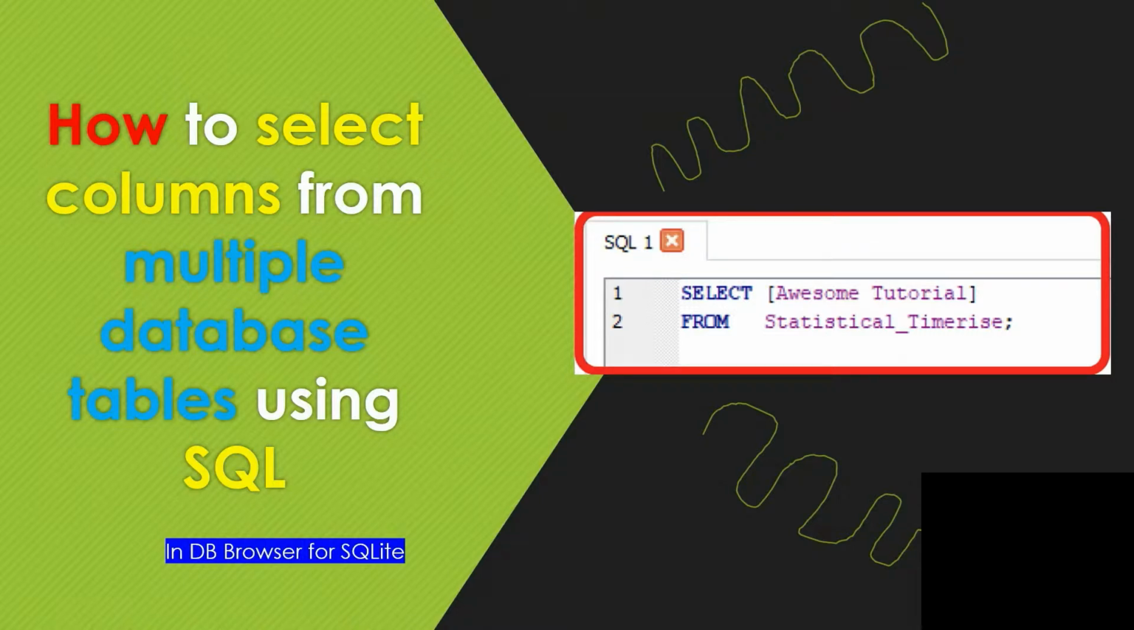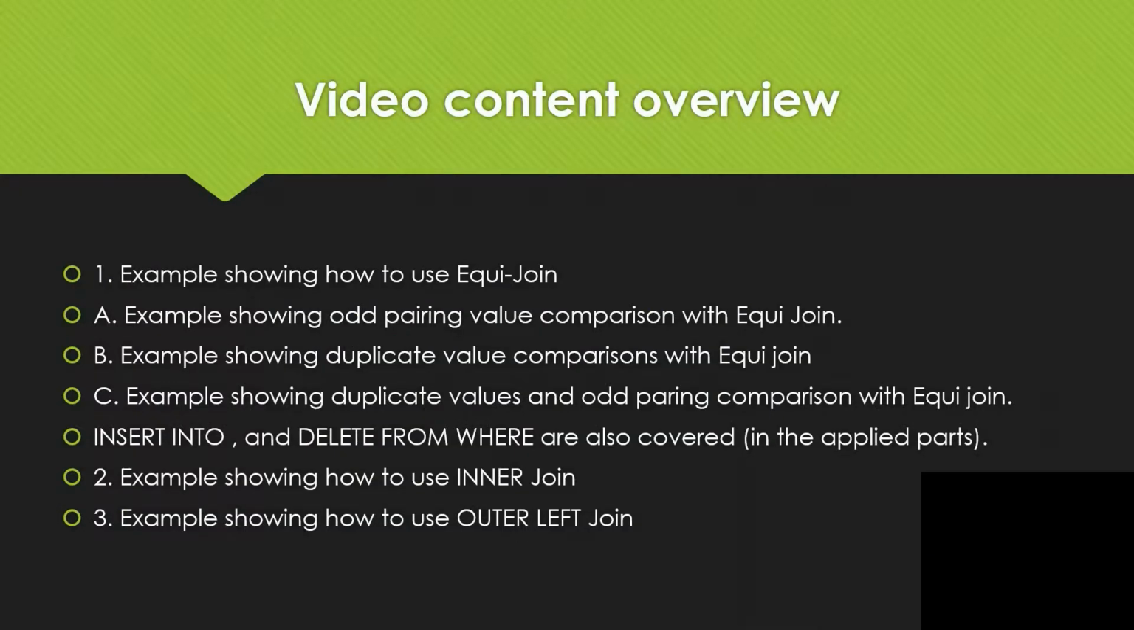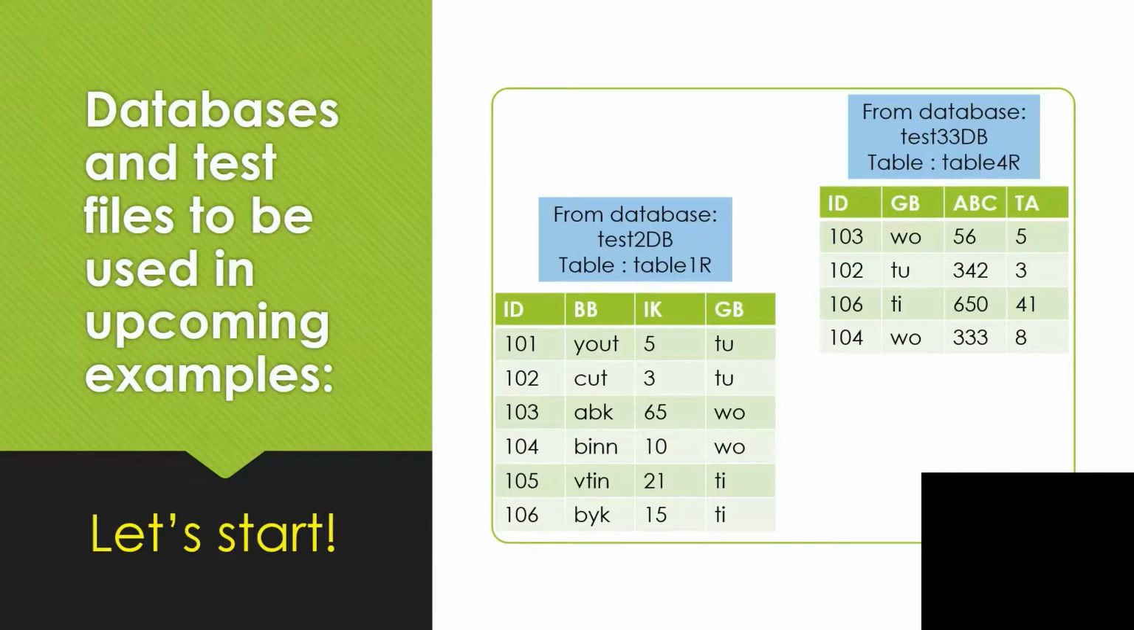In this video, we will cover how to select columns from multiple database tables using SQL. We will mainly talk about equal joins, inner joins, and outer left joins. First, let's create two different databases and upload my personally created example files.